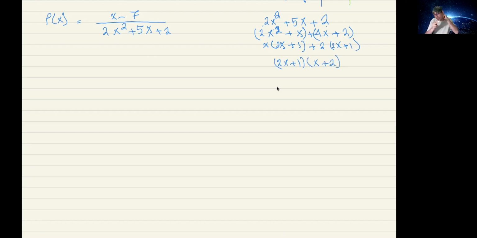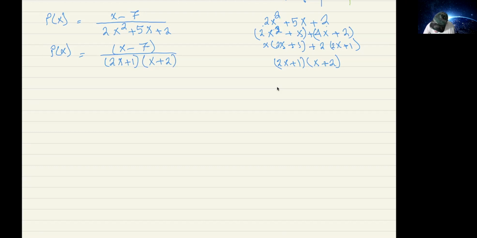So this is the factorization of 2x squared plus 5x plus 2. So I rewrite it down. p of x is x minus 7 over 2x plus 1 times x plus 2. Okay? So the question right now, I'm still in the first step. Is there a way to simplify x minus 7 with any factor in the denominator? So the answer is no. Therefore, I go to the second step and try to find the restricted values.